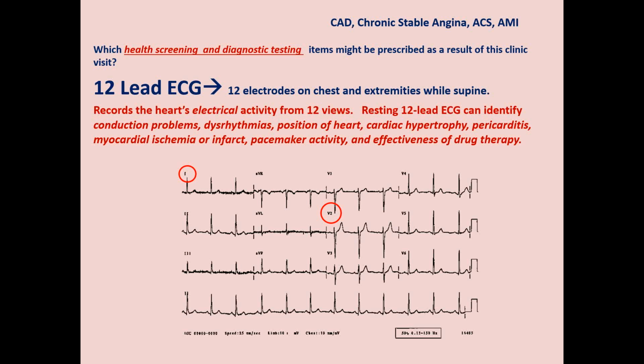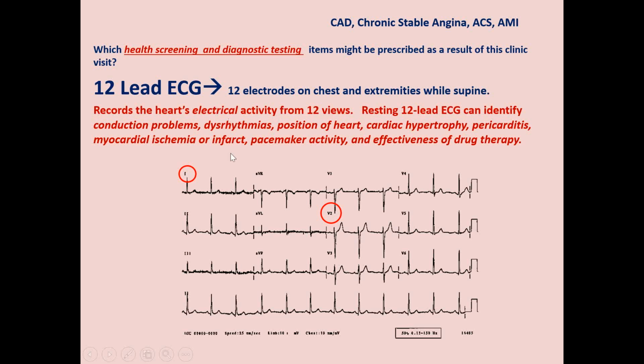So which health screening and diagnostic testing might be prescribed? One of the first things that's going to be done is a 12-lead EKG. Maybe you've heard about this, but if not, let me explain it. A 12-lead EKG just means that when we look at the heart's electrical activity, we can look at it from 12 different views or 12 different angles. They'll place electrodes in different places, and the electrical activity is taken from all these 12 different angles or views of the heart.